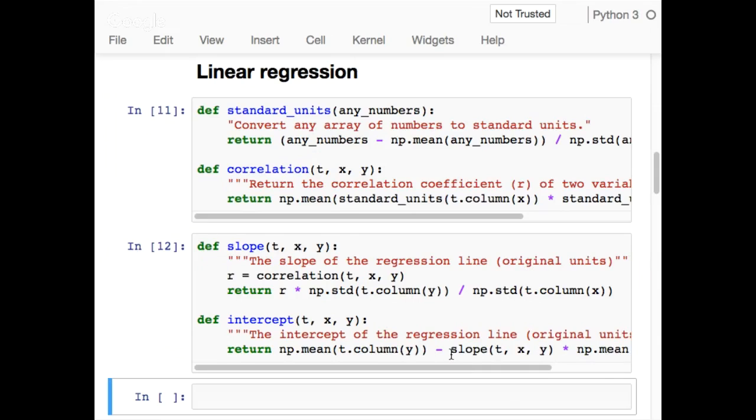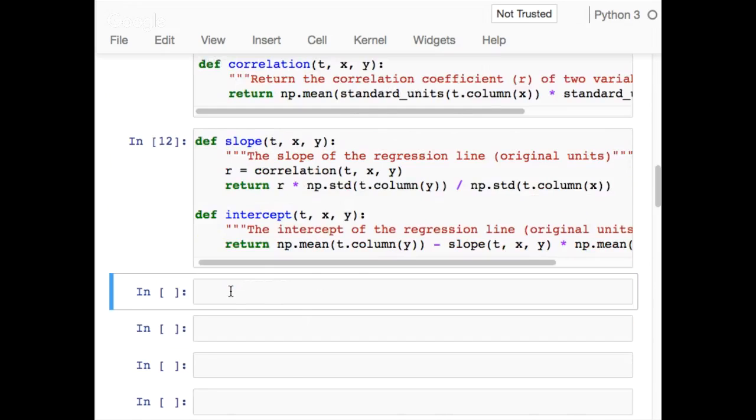And we just return that. So these are my two functions. One of them gives me the correlation, or these are my four functions. Standard units, correlation. I have here a function that gives me the slope and the intercept of my line. So when I want to make predictions, I can just take that x value, multiply by the slope, add the intercept, and I have a prediction.